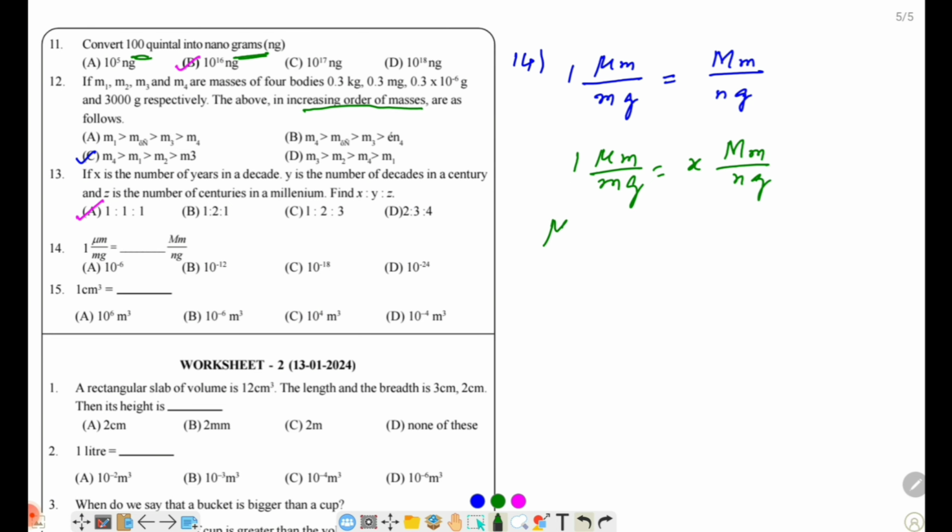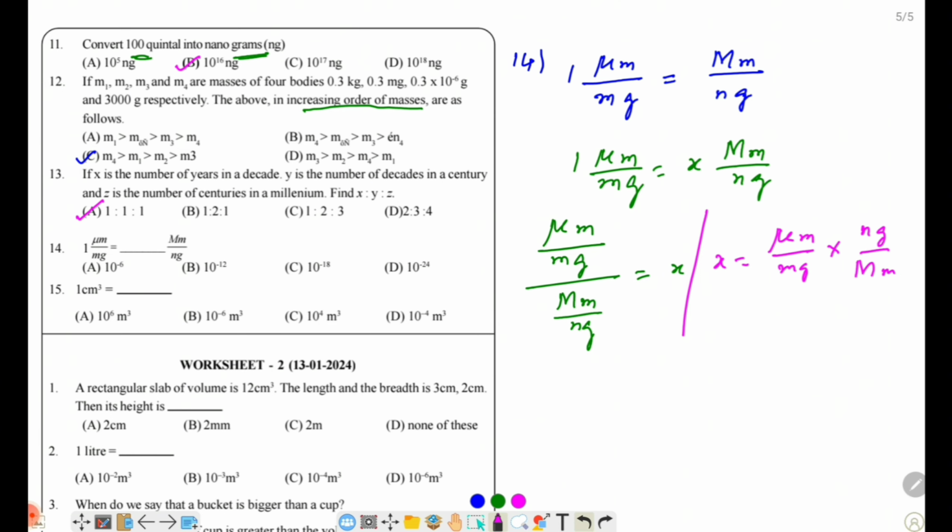So I can write this as micrometer by milligram divided by megameter divided by nanogram is x. So further you can write this as x is equal to micrometer divided by milligram into, so reciprocal of the denominator, which is nanogram by megameter. Clear? So I have just written the reciprocal of this. Now see what terms you can cancel here. So meter and meter, gram and gram get cancelled.